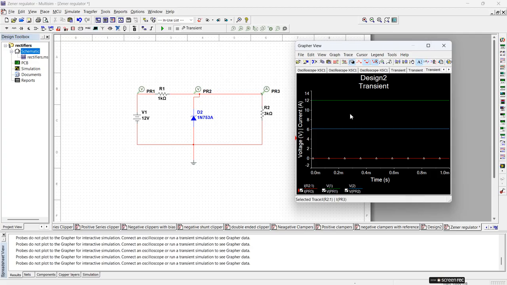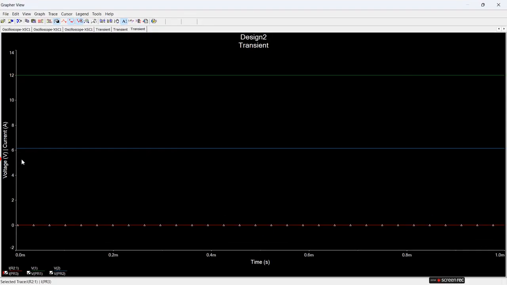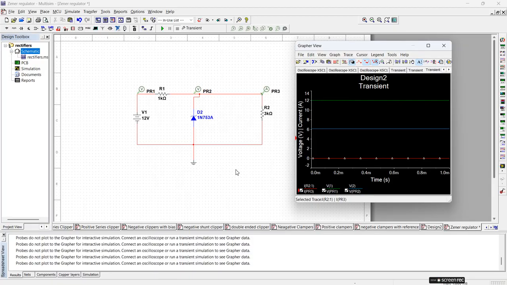Observe the waveform. The maximum DC voltage is 12 volt, and the blue color indicates the output voltage. The input voltage is indicated in green color, probe 1, probe 2 is the output voltage, and the current is zero. So these are the transient analysis outputs of the Zener circuit for DC voltage 12. I hope all of you understood how to regulate the voltage by using a Zener diode.